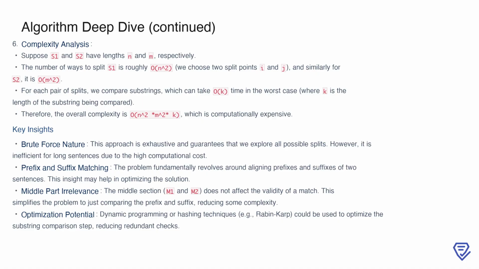Now, let's analyze the complexity of this brute force approach. If the lengths of S1 and S2 are n and m respectively, the number of ways to split S1 into three parts is approximately n squared, because we select two split points, i and j. Similarly, splitting S2 involves m squared combinations of k and l. For each pair of splits, we compare substrings, which can take up to k time in the worst case, where k is the length of the substring being compared. This results in an overall time complexity of n squared times m squared times k, which is quite expensive for longer sentences.